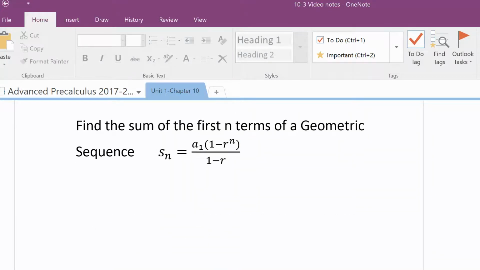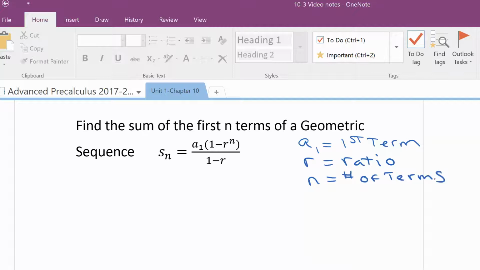To find the sum of the first n terms of a geometric sequence, what you would also need is the first term. You would need to know the ratio, and you would need to know the number of terms for which you're finding the sum. Because remember, in a geometric sequence, since it goes on forever, you would not be able to find the sum of a geometric sequence unless it was a specific situation, which we'll talk about in a little bit.